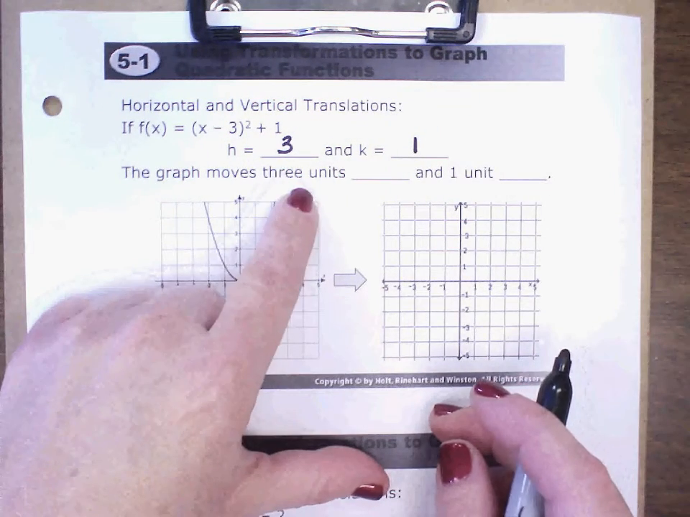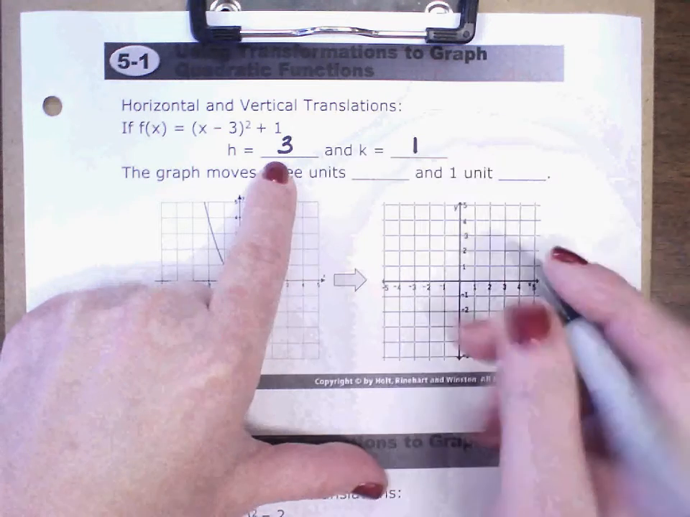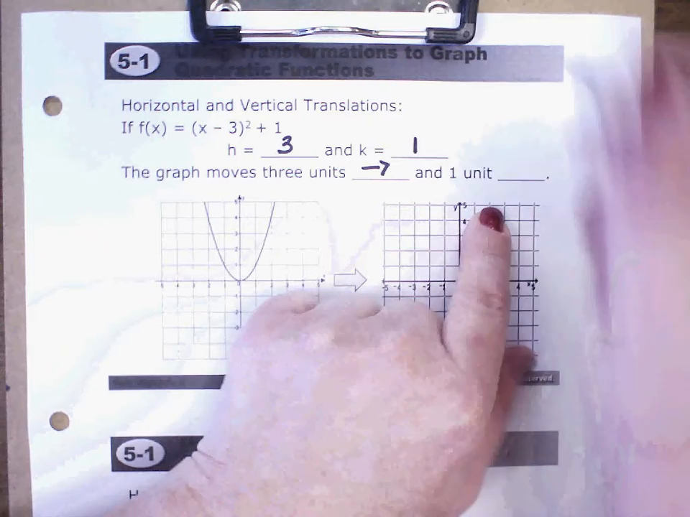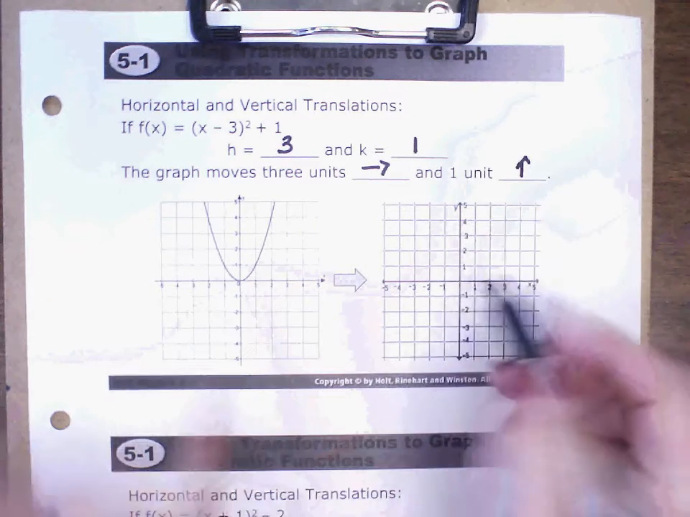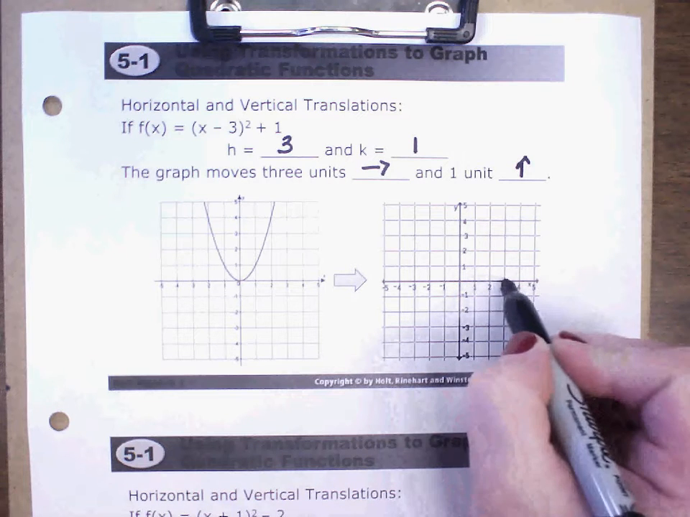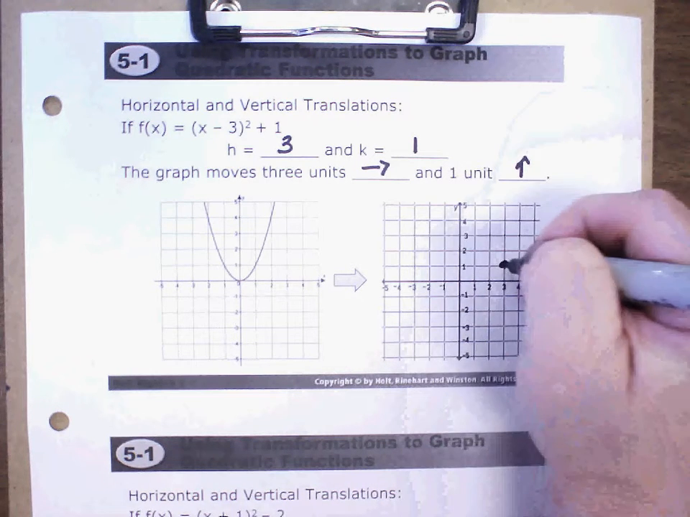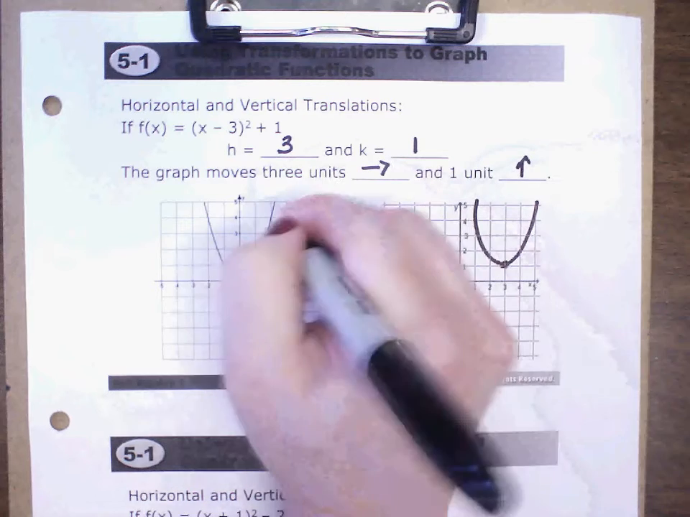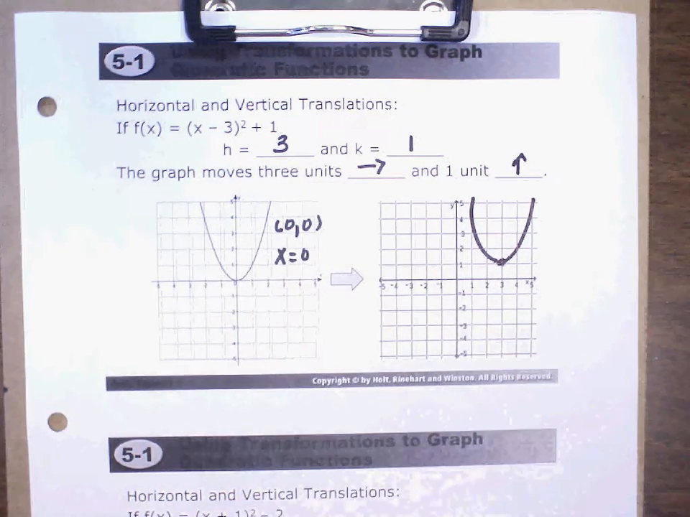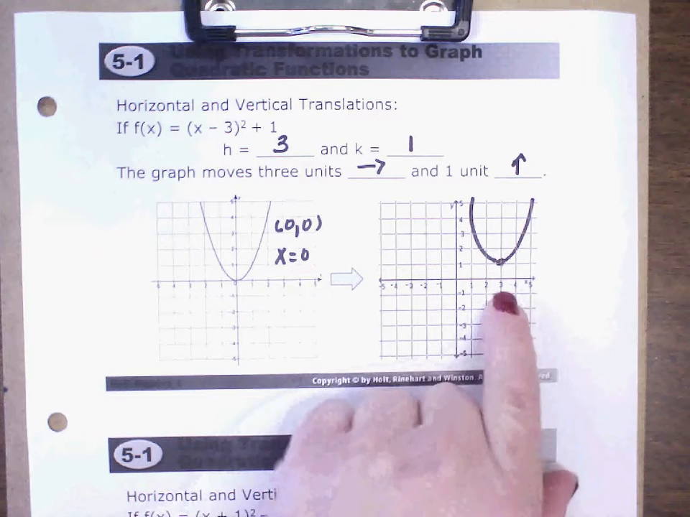All right. So talk to me. What's my h now? 3. And what's my k? 1. Which means it moved 3 units where? Note that the h is horizontal, so to the right. And 1 unit up. So you're going to take that 0, 0 and move it 3 times to the right: 1, 2, 3. And then 1 unit up.